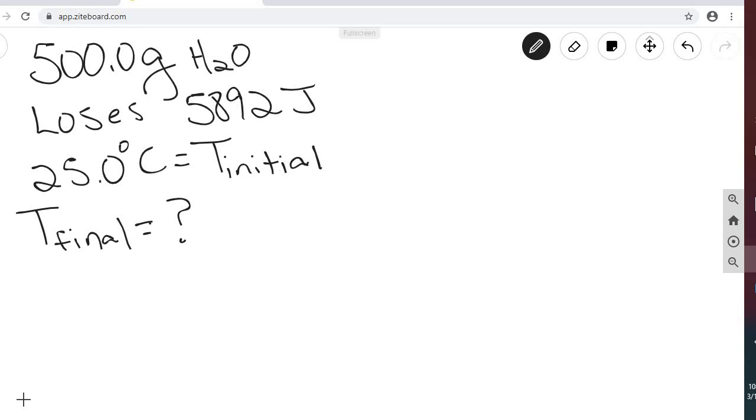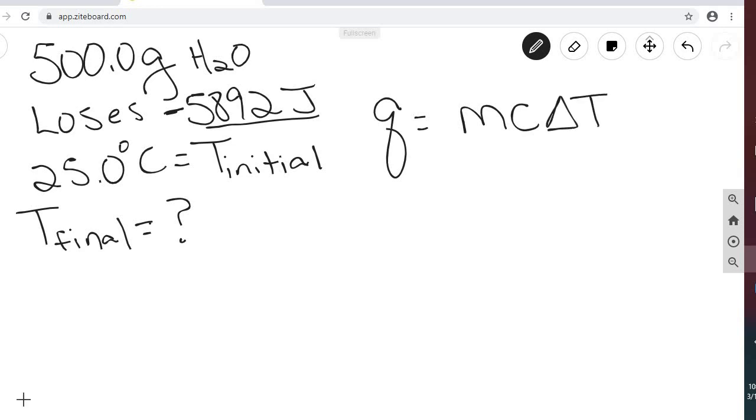Okay, so a couple things to point out here. First of all, it says it loses this amount of energy, or it loses that amount of heat. So if it loses it, that means that's going to be negative. So Q is equal to MC delta T. Okay, so we know that this is the energy. So Q is equal to this amount negative. And then we're asked to find the final temperature.